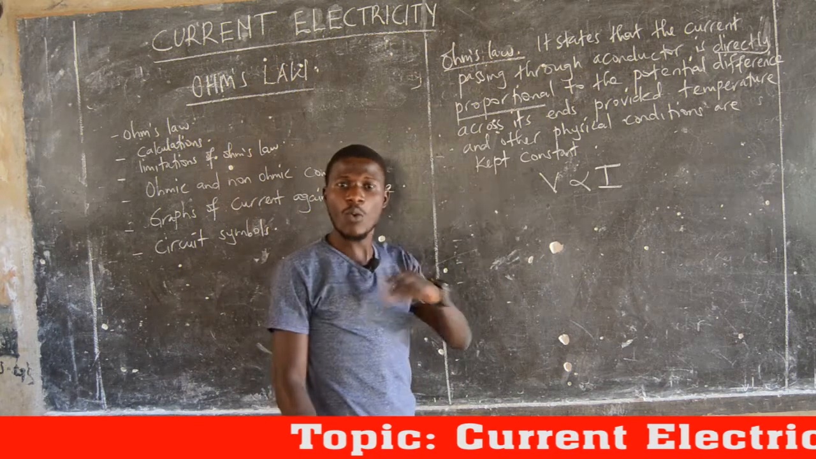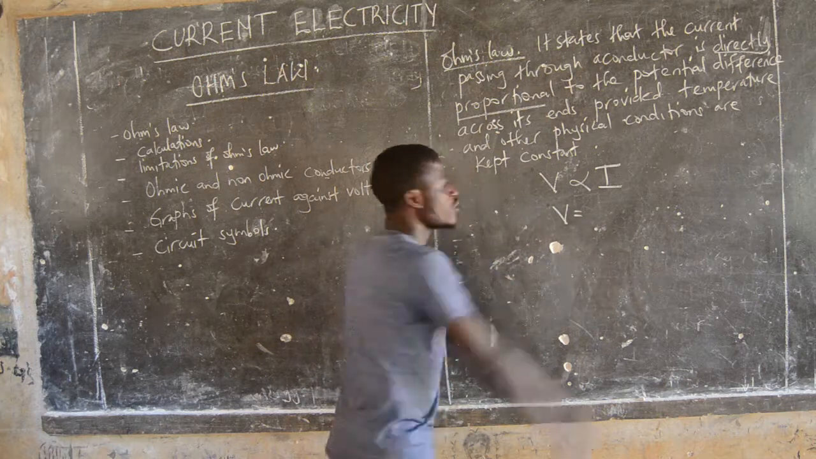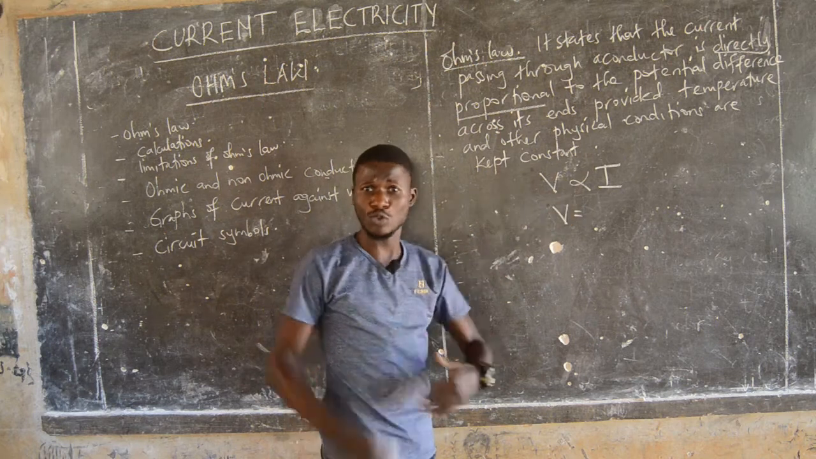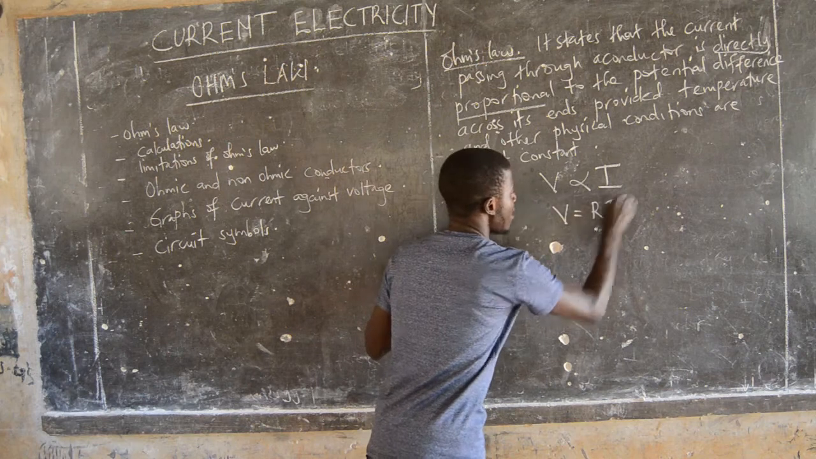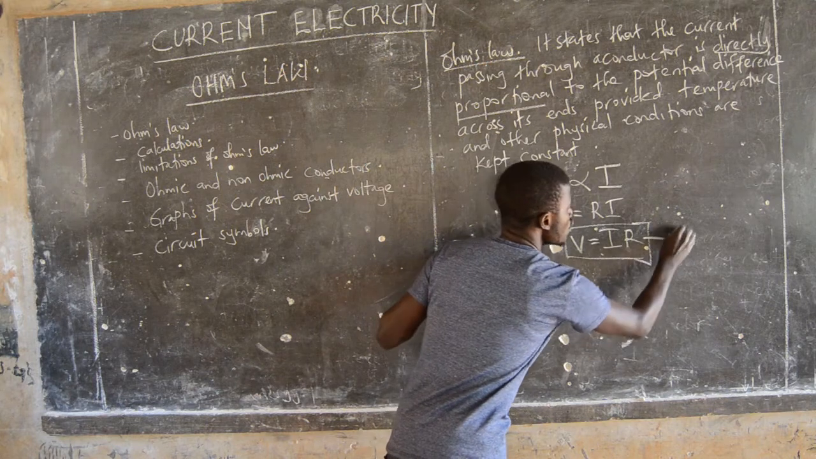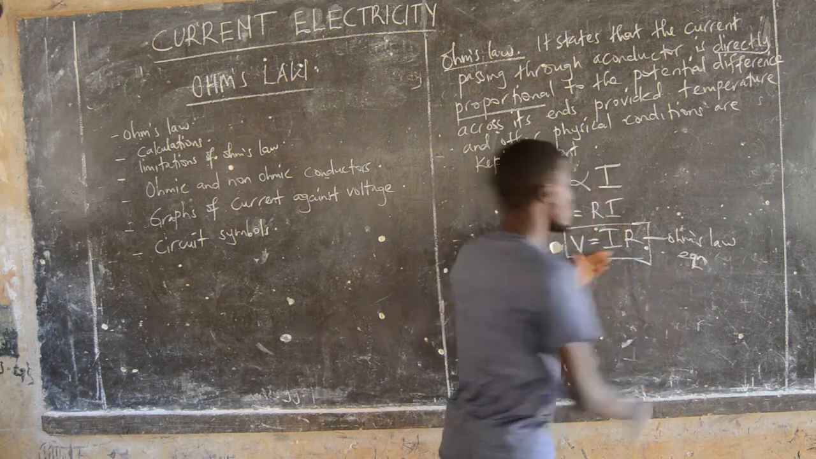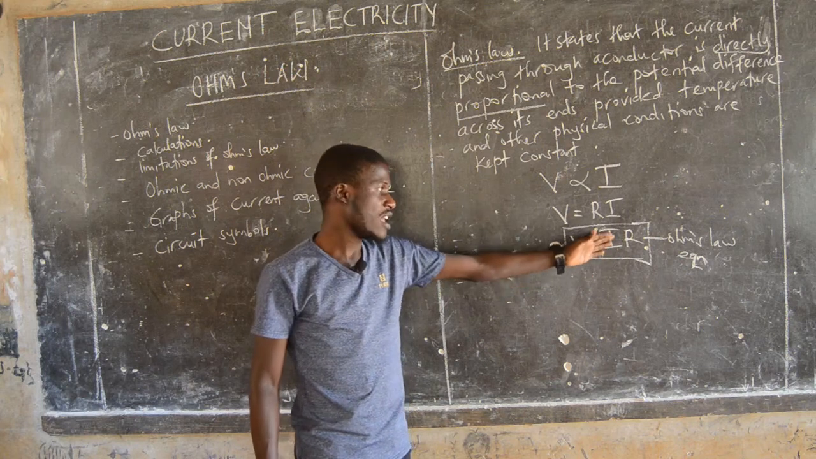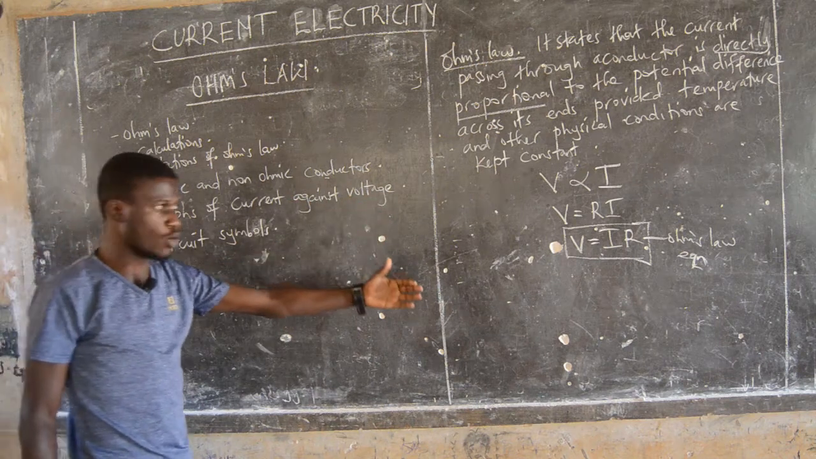Are you seeing it? Now when we remove the sign of proportionality, that means we introduce a constant of proportionality. In this case, I'm not going to call it K, but we are going to call it capital R, which is our resistance. So V is equal to IR. This is the Ohm's law equation. So that's what we call Ohm's law mathematically. Therefore, we are going to see some of the applications of that law mathematically.